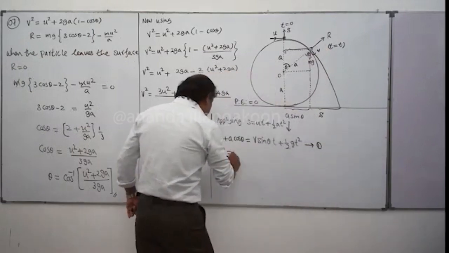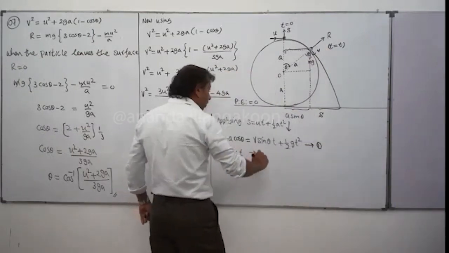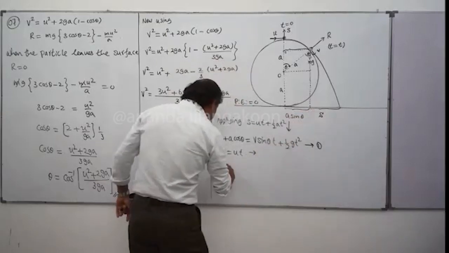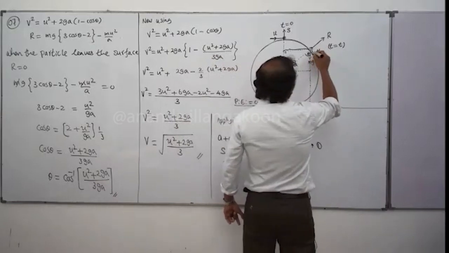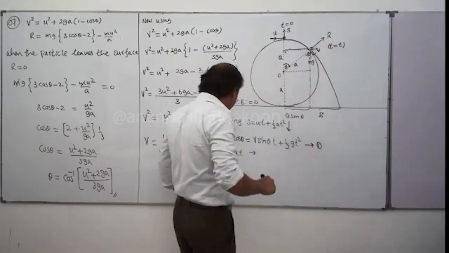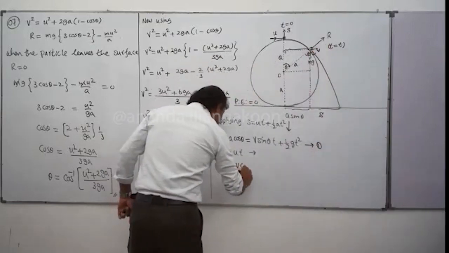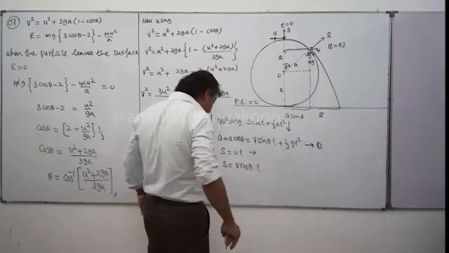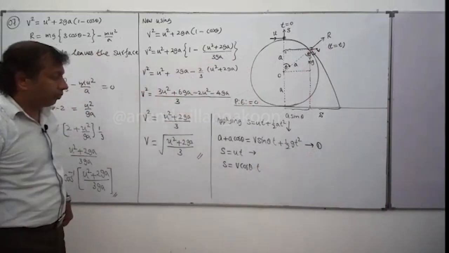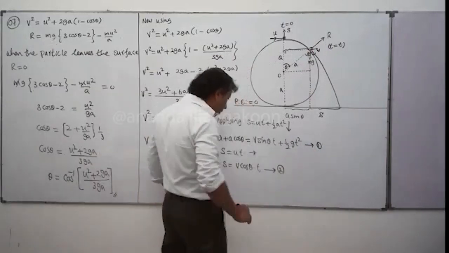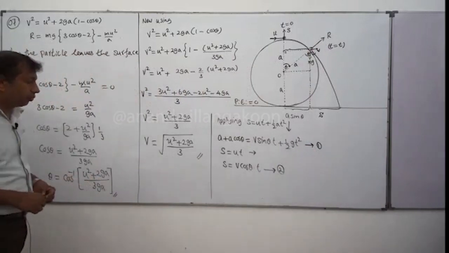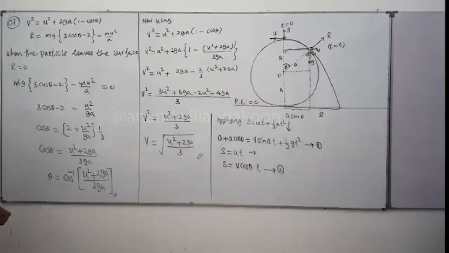Now apply s equals ut rightward. S is this. The velocity u here: this is theta, 90 minus theta, the horizontal component is V cos theta, times t. This is number 2. By solving 1 and 2, we have to find S.